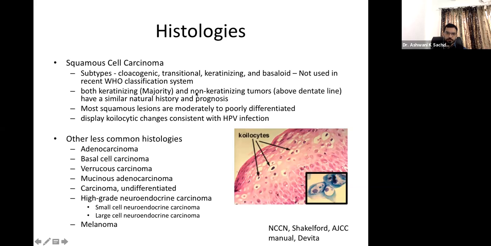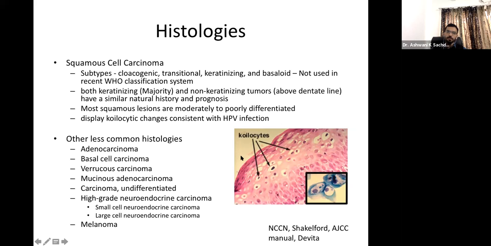And there is no difference in the treatment also. So most squamous cell carcinomas are moderately to poorly differentiated, and they display coilocytic changes which are consistent with HPV infection. What are the coilocytic changes? These are the coilocytes. They have dense nuclei which are hyperchromatic, with a perinuclear halo, and the nuclei are also larger than normal cells. They are hyperchromatic large nuclei with a perinuclear halo.